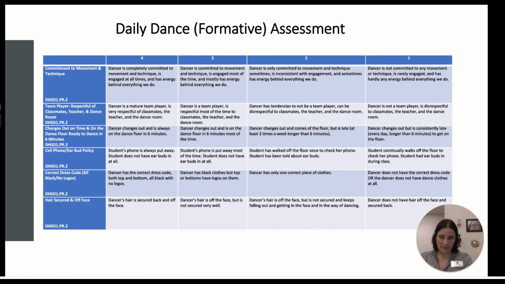I have the dress code on there. And again, that would be whatever you decide on that. And then hair is secured and off the face, which is my hair policy. So that's my formative assessment for that daily piece that they need to understand and learn how to be a team player in the dance department, basically.